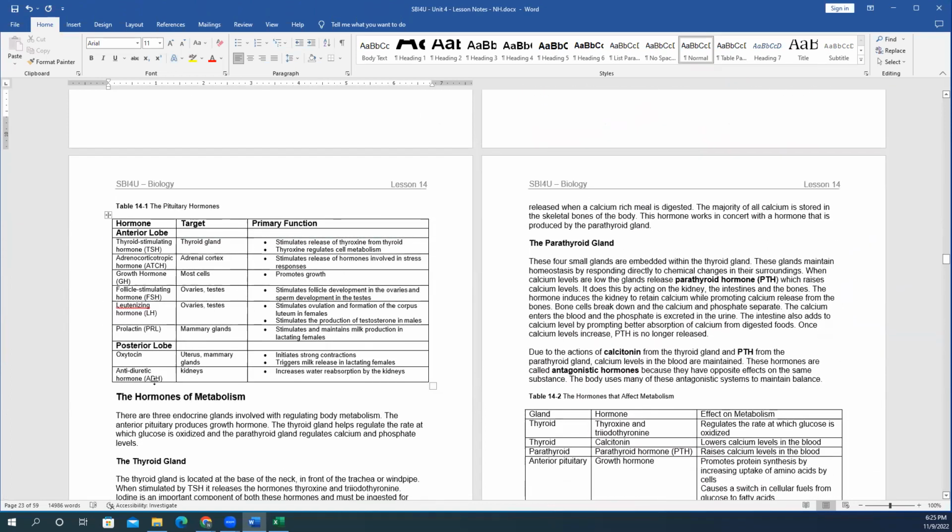And in this section, this table, again, is a little summary of those hormones that we discussed, a summary of their target tissues, and what is the primary function of these hormones on these tissues.